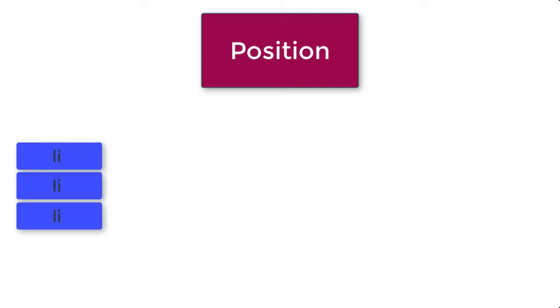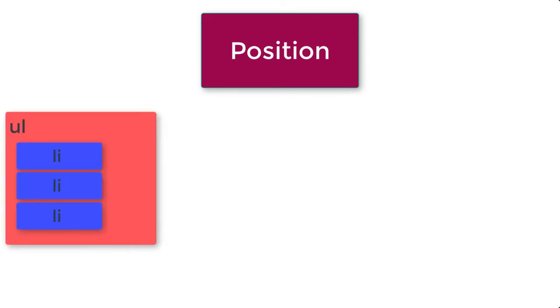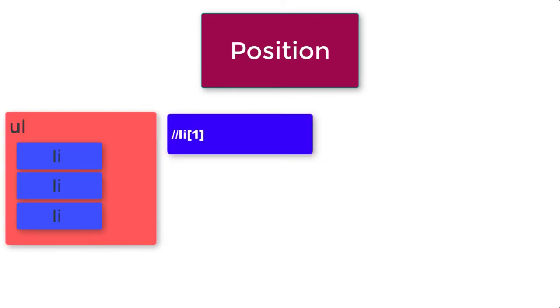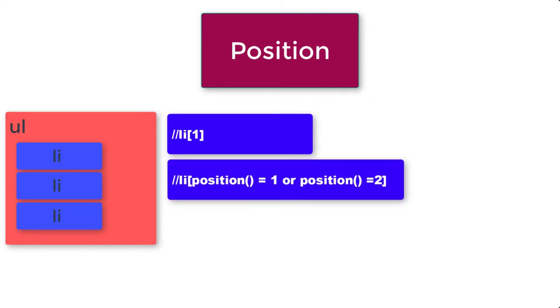For example, if we want to select the first list item from a UL element, we can use square brackets and then 1. However, if we want to select both the first and the second list item, we have to use the position function plus the OR logical operator.